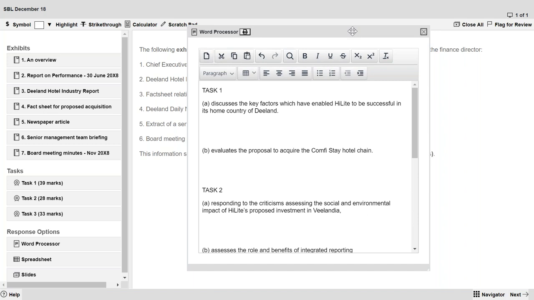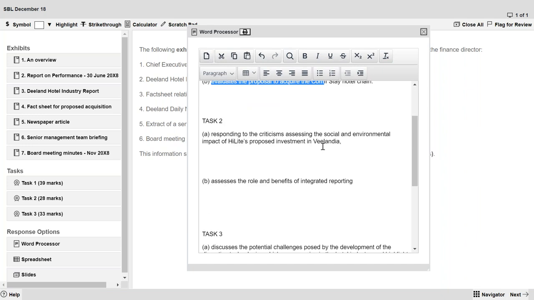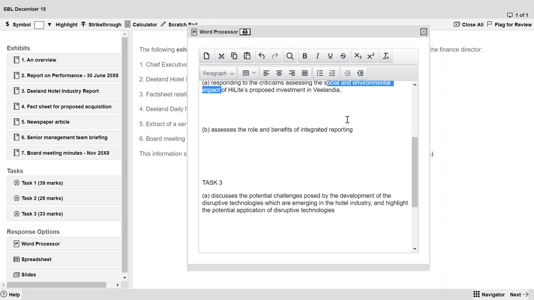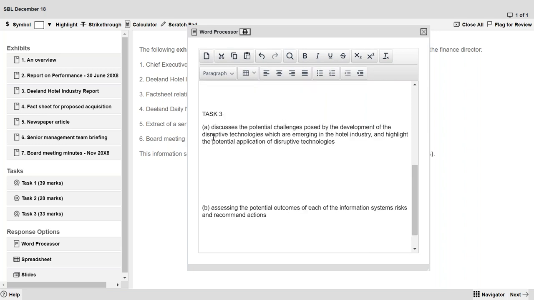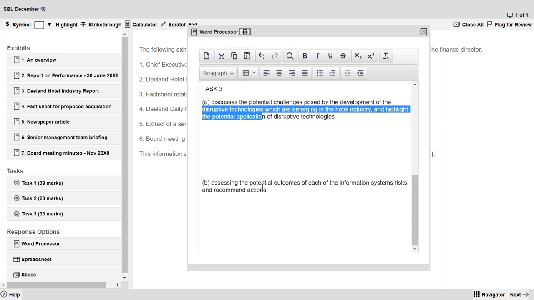So now I can see at a glance that I need to look for key factors when I'm reading the exhibits. I need to look for SFA information. I need to look for social and environmental points. I need to look for integrated reporting points. I need to talk about points relating to disruptive technologies, and I need to talk about information system risks. So essentially, there are six things, right?